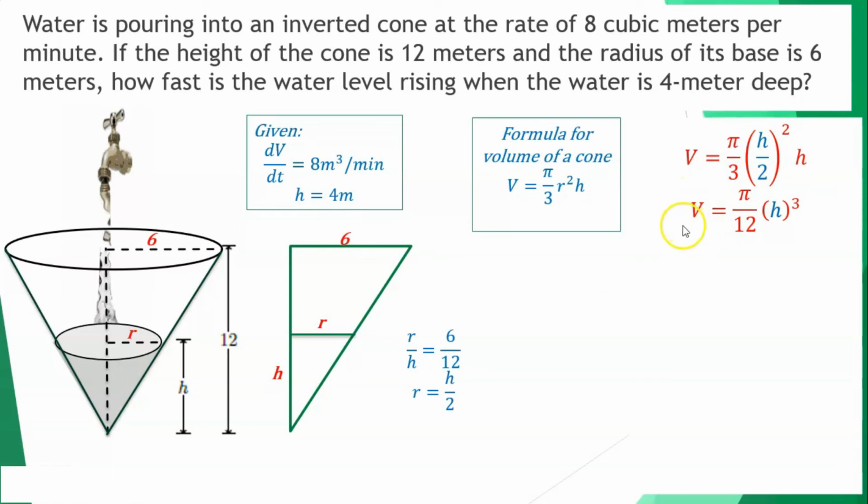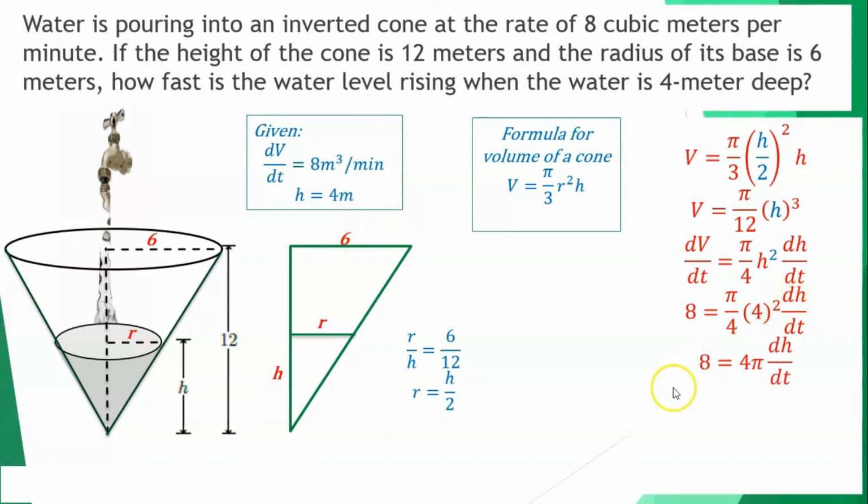So derivative of V, that's dV/dt. Derivative here, so 3 over 12, that's 1/4. So h cubed will become h squared dh/dt. So at this point, we can substitute. Take note, our dV/dt here is 8. Our height here is given as 4. So 4 squared dh/dt.